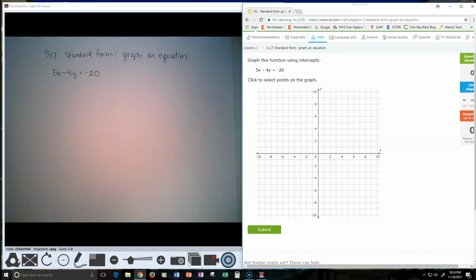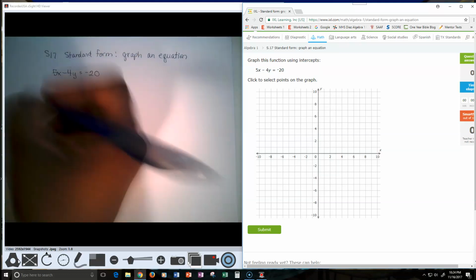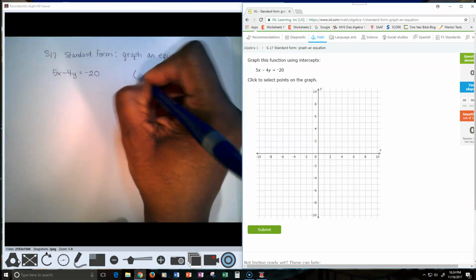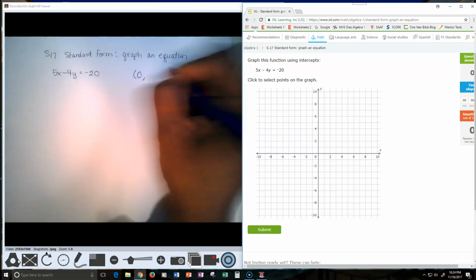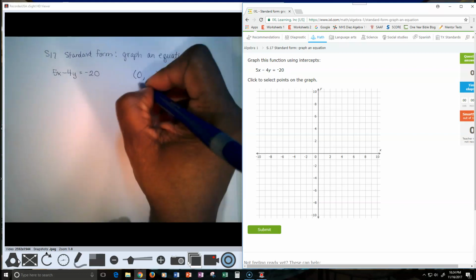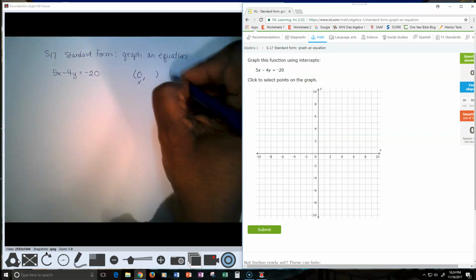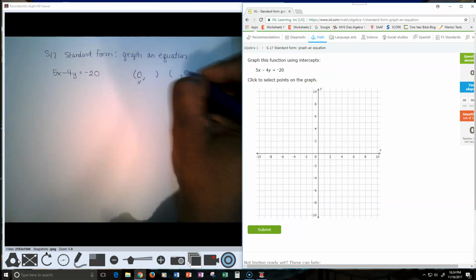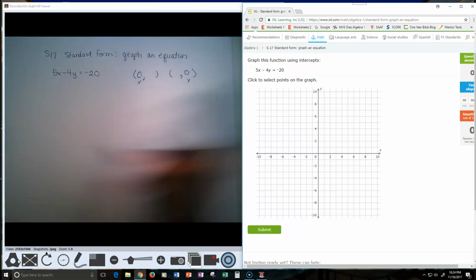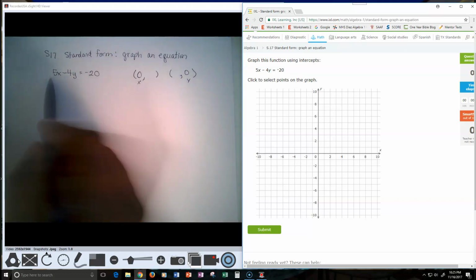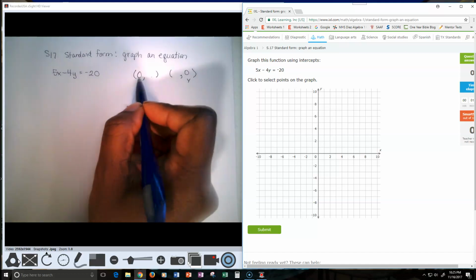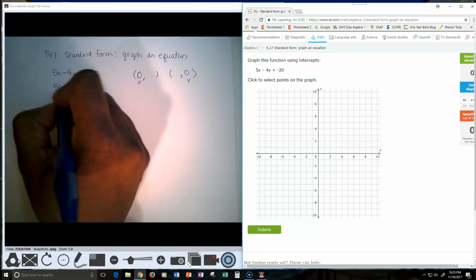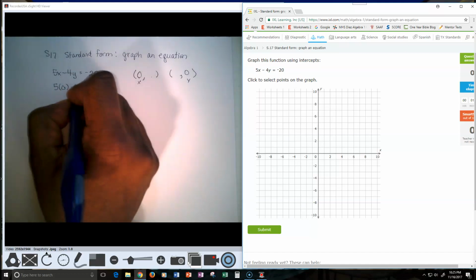And remember, if we're going to graph using the intercepts, that means that we're going to have two ordered pairs. One is going to have a 0 in the x position, and the other is going to have a 0 in the y position. So if I want to know what y is, that means x has to be 0. So I'm going to put a 0 in for x.